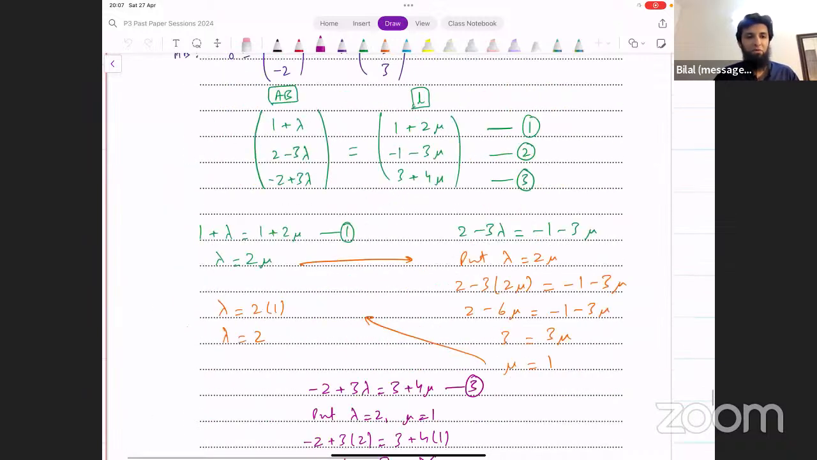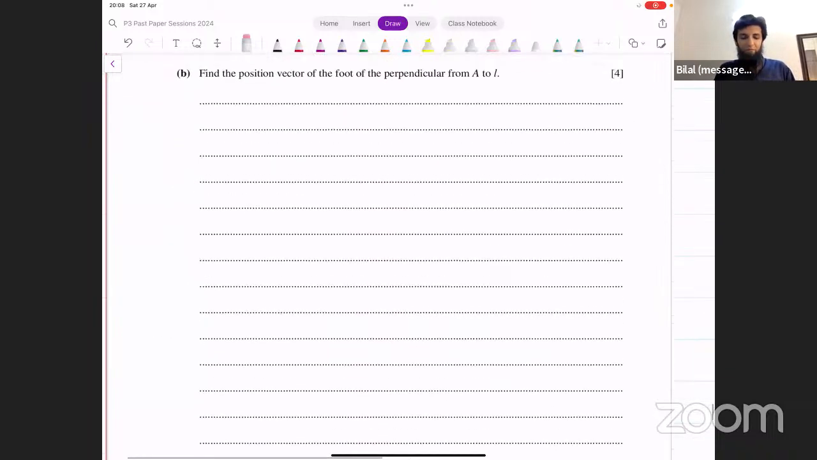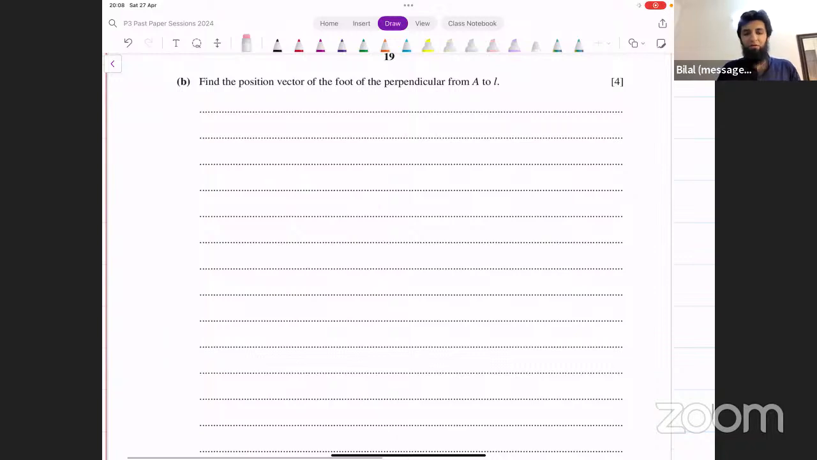How do we get the values of OB and OA? They are given in the question. This is OA, this is OB. They're saying A and B have these position vectors. I've just written them in column vector form. Okay, they were given in the question. Okay, find the position vector of the foot of the perpendicular from A to L.